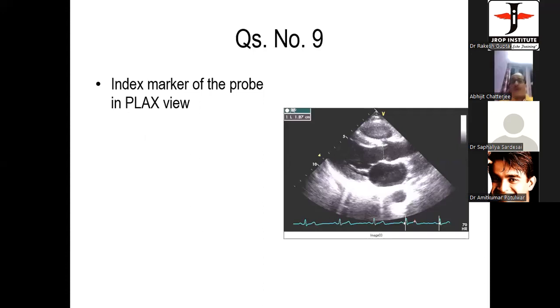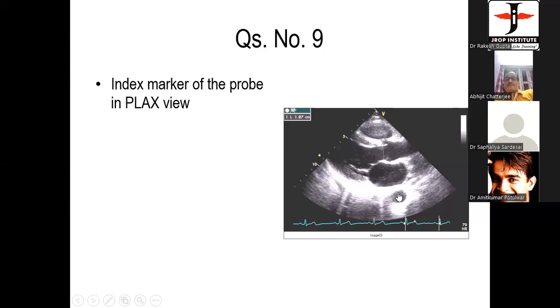So, doctor, what view is this? This is a parasternal long axis view. Now what are the structures that you can see from above downwards? From above there is a right ventricle. Then there is aorta and left ventricle. Then left atrium. And what valve is there between the left atrium and left ventricle? Mitral valve. And what is behind the left atrium?